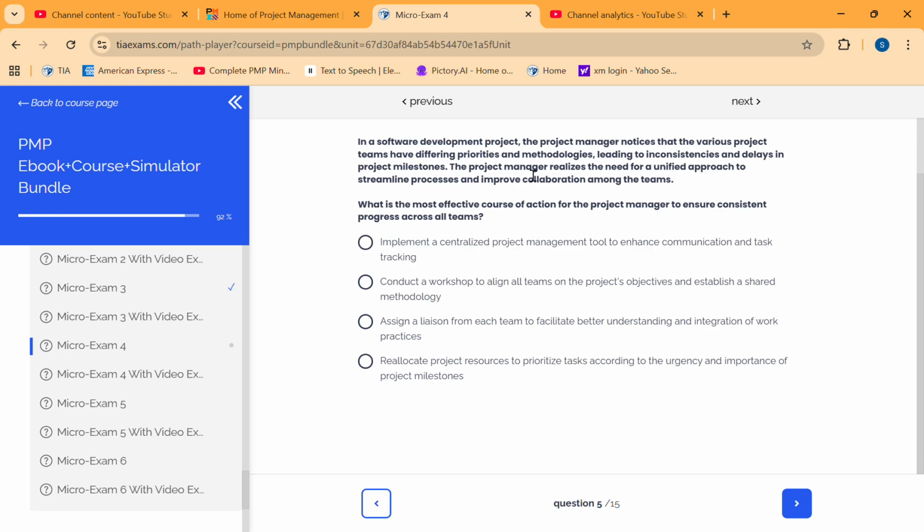In a software development project, the project manager notices that the various project teams have different priorities and methodologies, leading to inconsistencies and delays in project milestones. The project manager realizes the need for a unified approach to streamline the processes and improve collaboration among the teams. What is the most effective course of action for the project manager to ensure consistent progress across all teams? Okay, consistent progress across all teams.